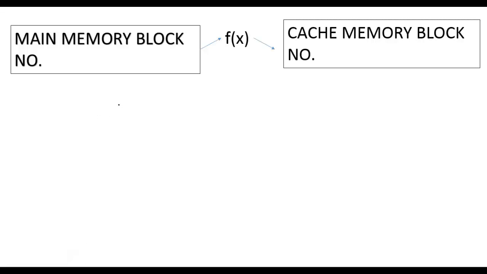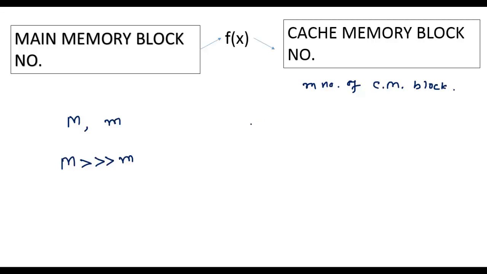Let's say we have some blocks of main memory, let's say capital M, and some blocks of cache memory, let's say small m. Okay, and we know that capital M is far greater than small m. That's the trivial thing. Now, as the output of this function, we want a cache memory block number. So we have small m numbers of cache memory blocks.